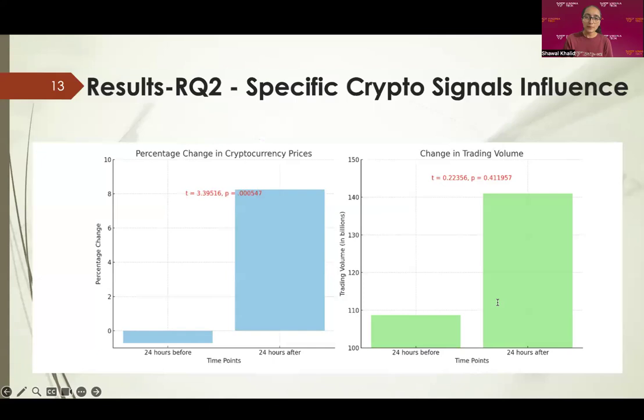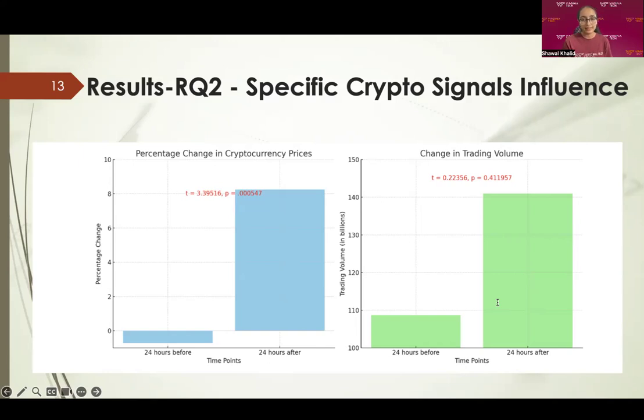Here for RQ2, we were looking at the impact of specific crypto signals on cryptocurrency prices over time. The bar chart shows the percentage changes in prices 24 hours before the tweet and after. You can see a significant increase after the post, which highlights the influence of these signals. We also used a t-test to confirm this change is statistically significant, with a t-value of 3.395 and a p-value of 0.00547. This indicates that crypto signals have a notable impact on increasing the value of cryptocurrencies.